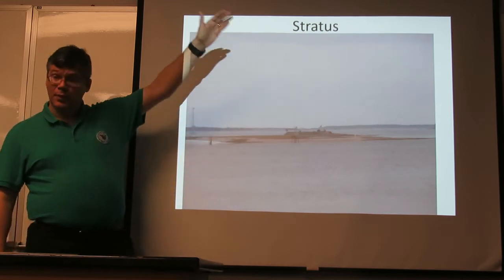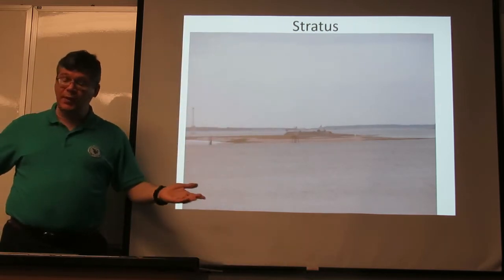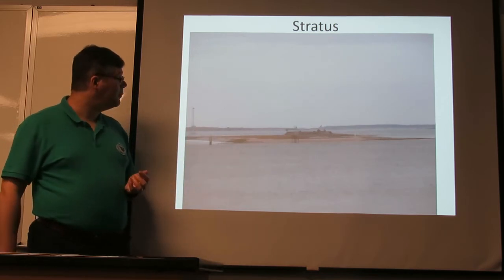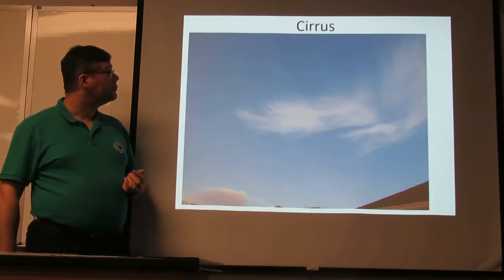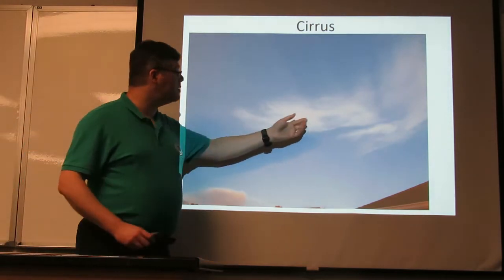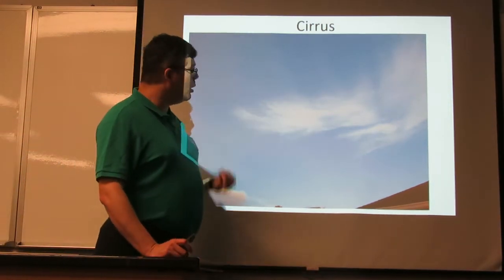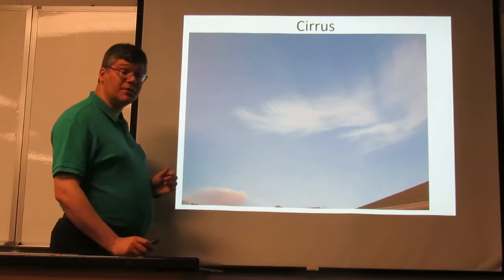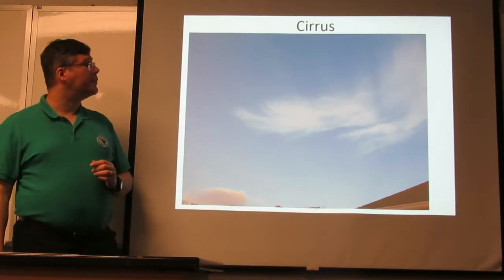Stratus, if the whole sky is gray, that's obviously a big layer of cloud. And this happened to be drizzly as well. Cirrus, there you can see the stringy, wispy look to these high elevation clouds made of ice crystals.